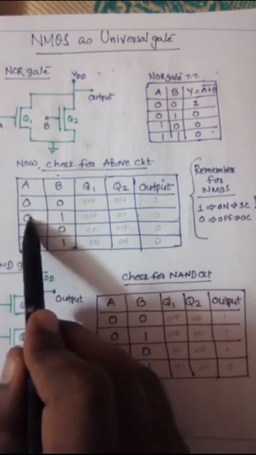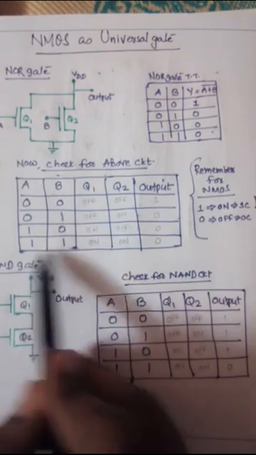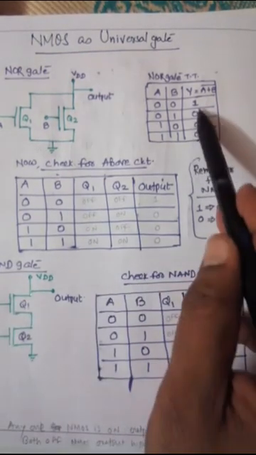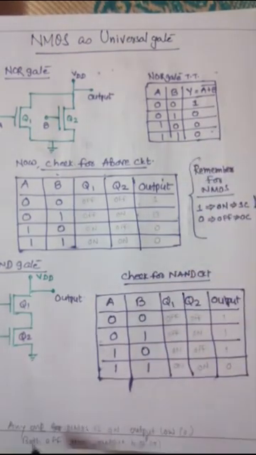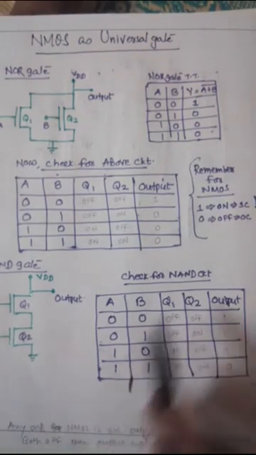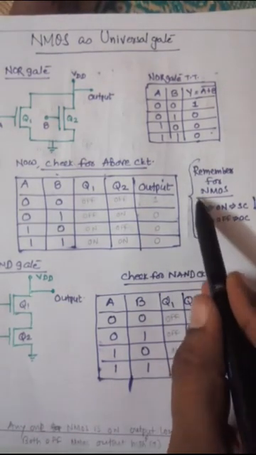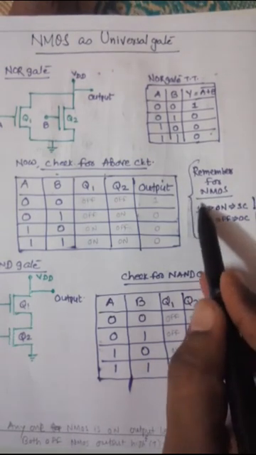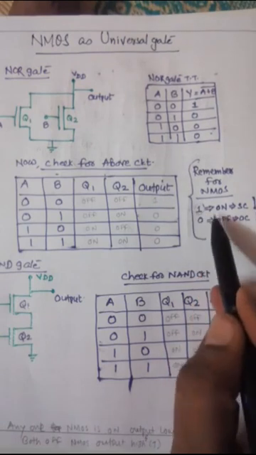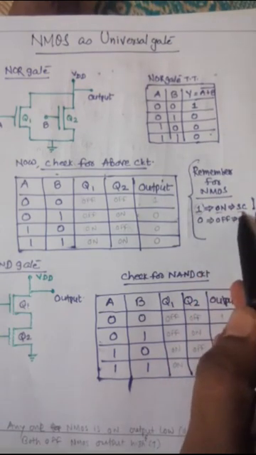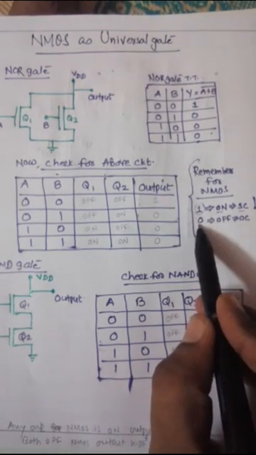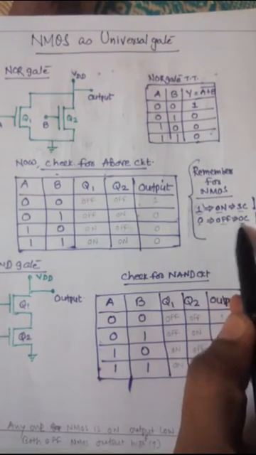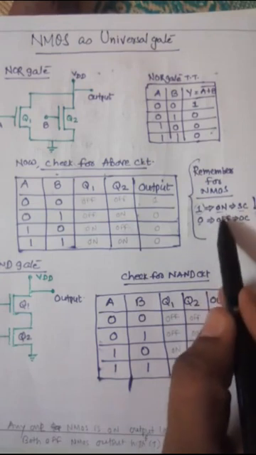Now check the four possibilities of the two inputs A and B: 0 0, 0 1, 1 0 and 1 1. So we can check whether their output matches a NOR gate or not. Remember one thing: as we previously know, for an NMOS circuit, if the input is high, it is always on, meaning short circuit condition, and if the input is low, it is always off, meaning open circuit condition.